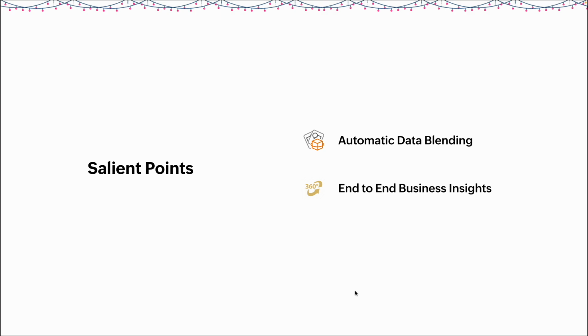A couple of quick key capabilities. One is automatic data blending. Like you're a Zoho One user, your CRM data, books data, if it's in the same workspace, and if they already have an underlying workflow, the system will pick automatically and blend the data together so the connection isn't broken, which means the data are not siloed. And end-to-end business insights gives you a 360-degree perspective of how your business is performing.